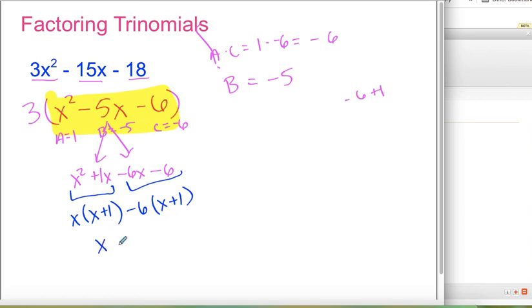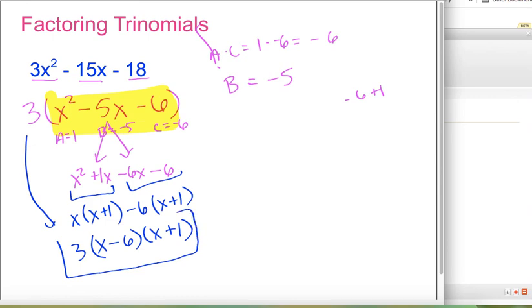Bring together those GCFs of x minus 6. Copy the other binomial, which is x plus 1. And then bring the 3 down to be part of the answer. 3 should be out front. This way, when you multiply these all back together, you would get the original trinomial. If you didn't write the 3 in the front, you would get back to this trinomial that we have highlighted, and you would not have the actual trinomial you were looking for. So be sure if you do factor out a GCF that you write it out front of your factored form.